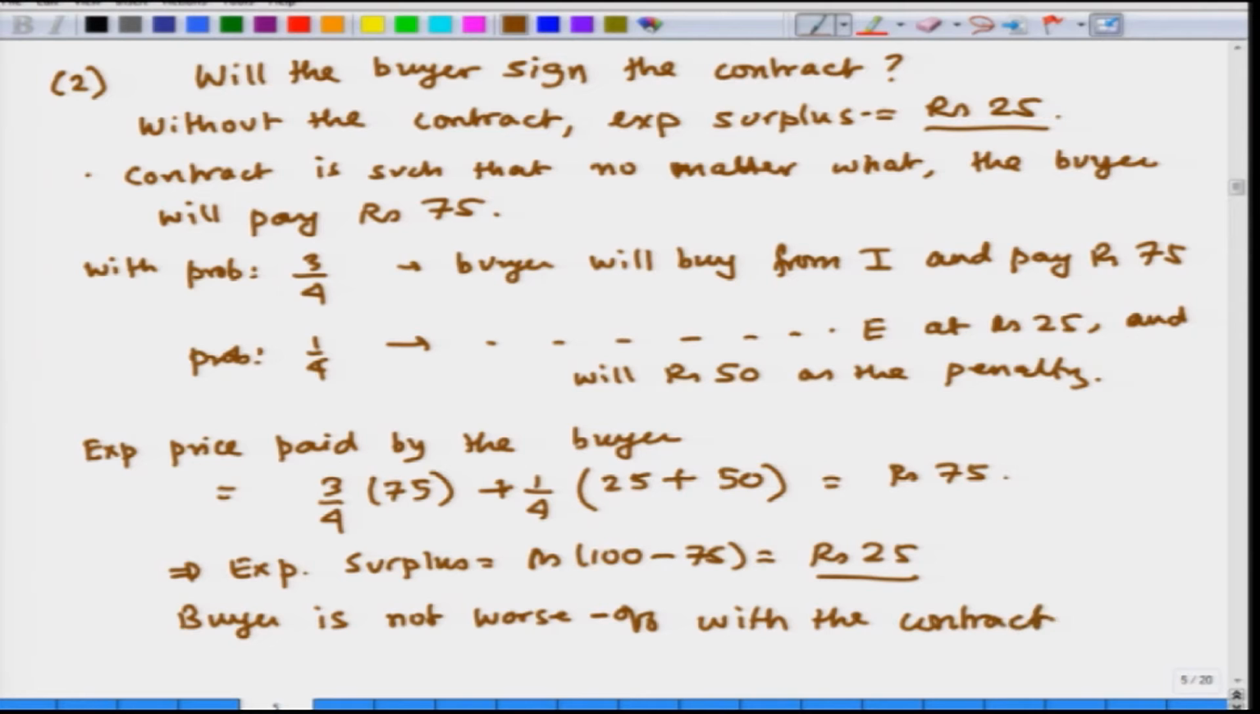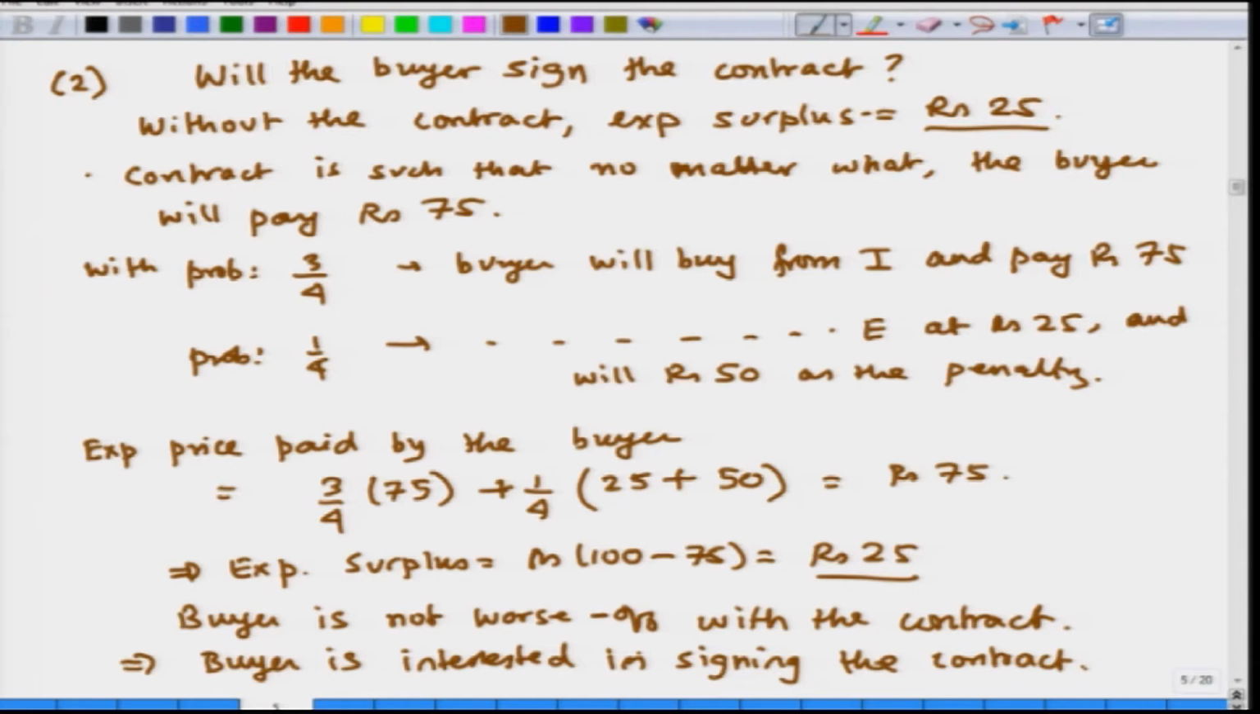The buyer is also not better off, but he is certainly not worse off. Okay. So, we could say that since the buyer is not worse off, the buyer would be interested in signing the contract. So, the buyer is interested in signing the contract.